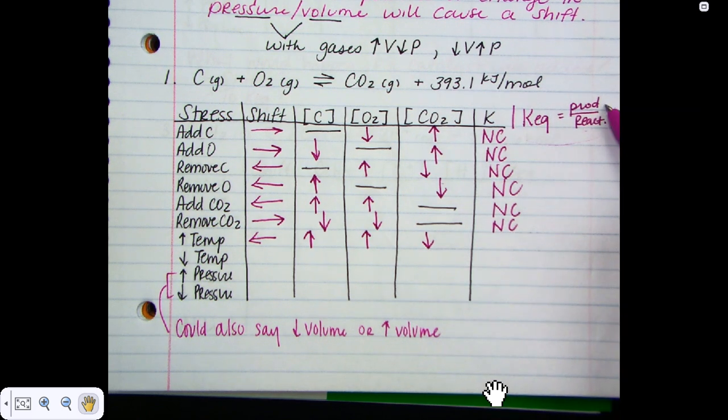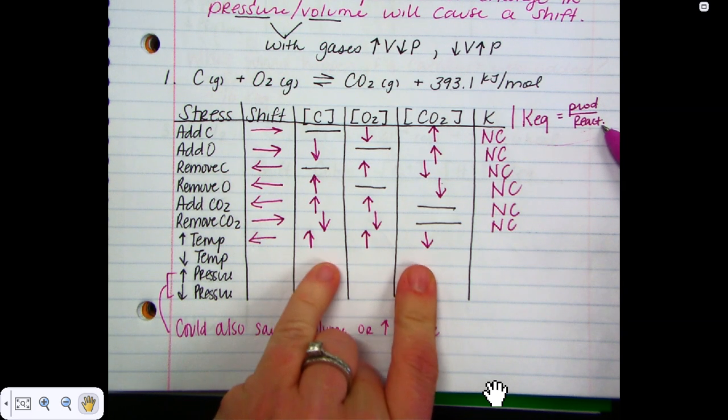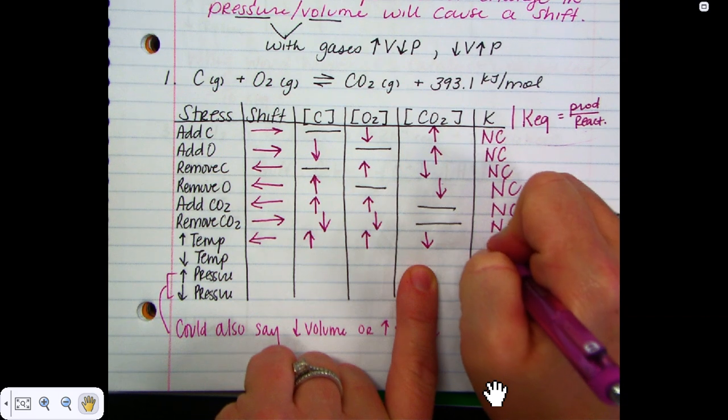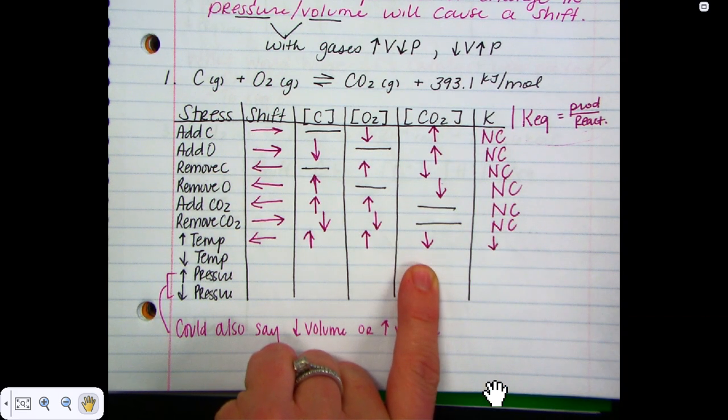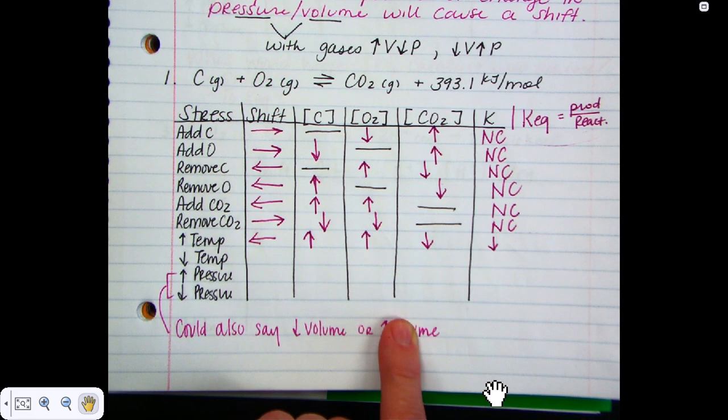Well, consider in your forward direction, who are my products? My products are CO2. And who are my reactants? C and O. So if my products went down and my reactants went up, what happened to the value of KEQ? Well, it got smaller, it went down, so K goes down. Another way to look at it is whatever happens to the products will also be what happens to K.